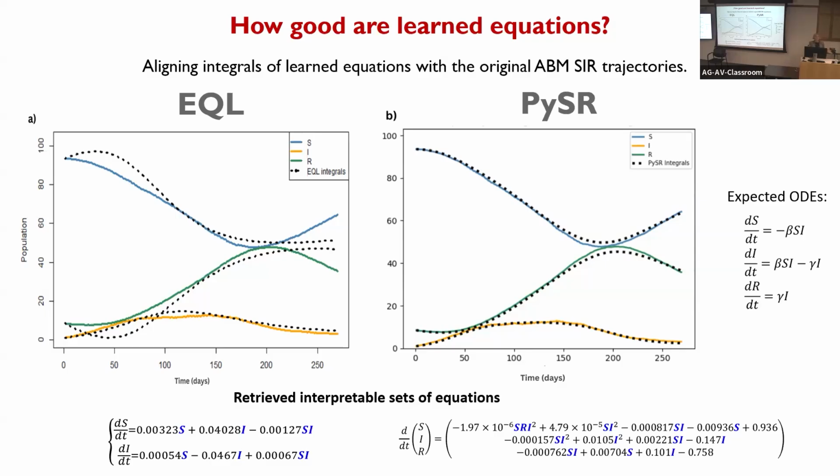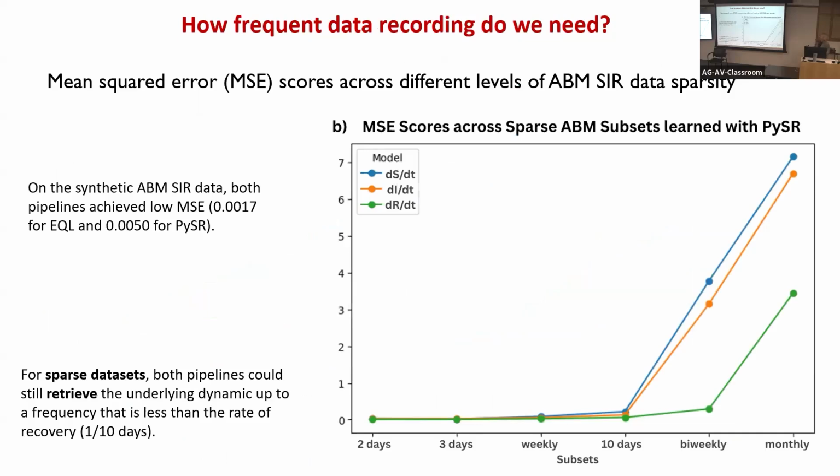How can we use this? Other than us just using symbolic regression to replace us, can we use this methodology for something useful? So here's an example.